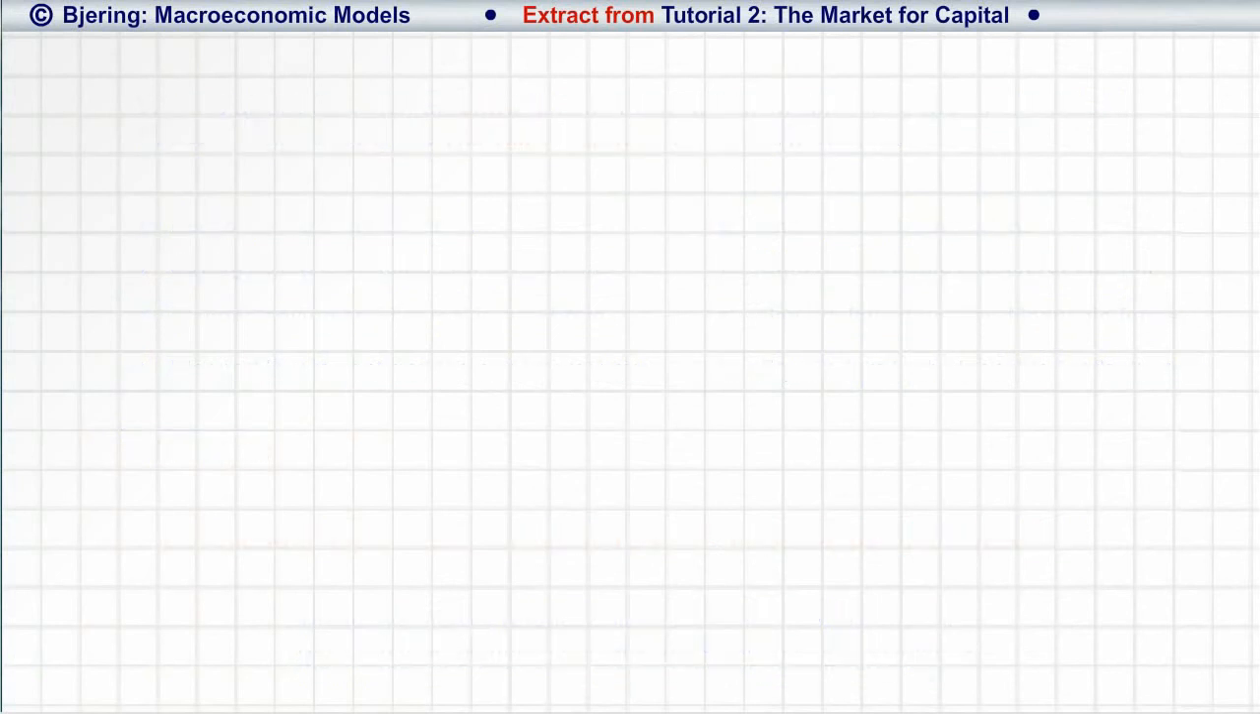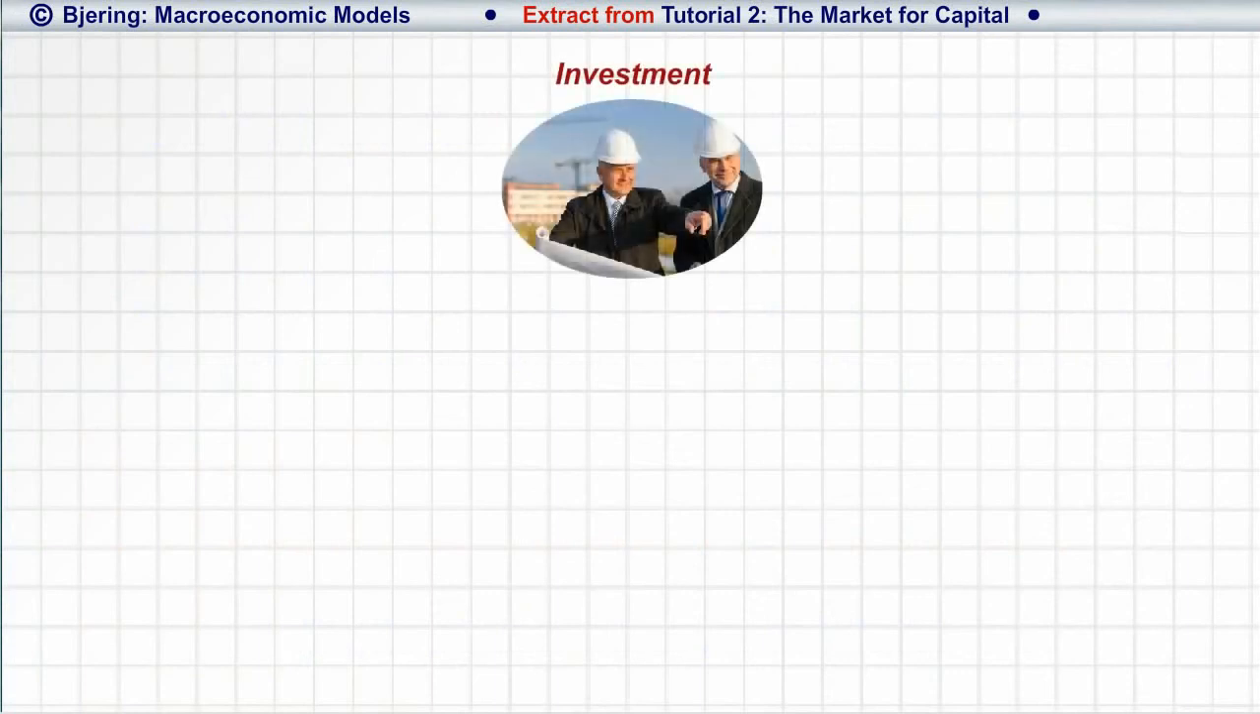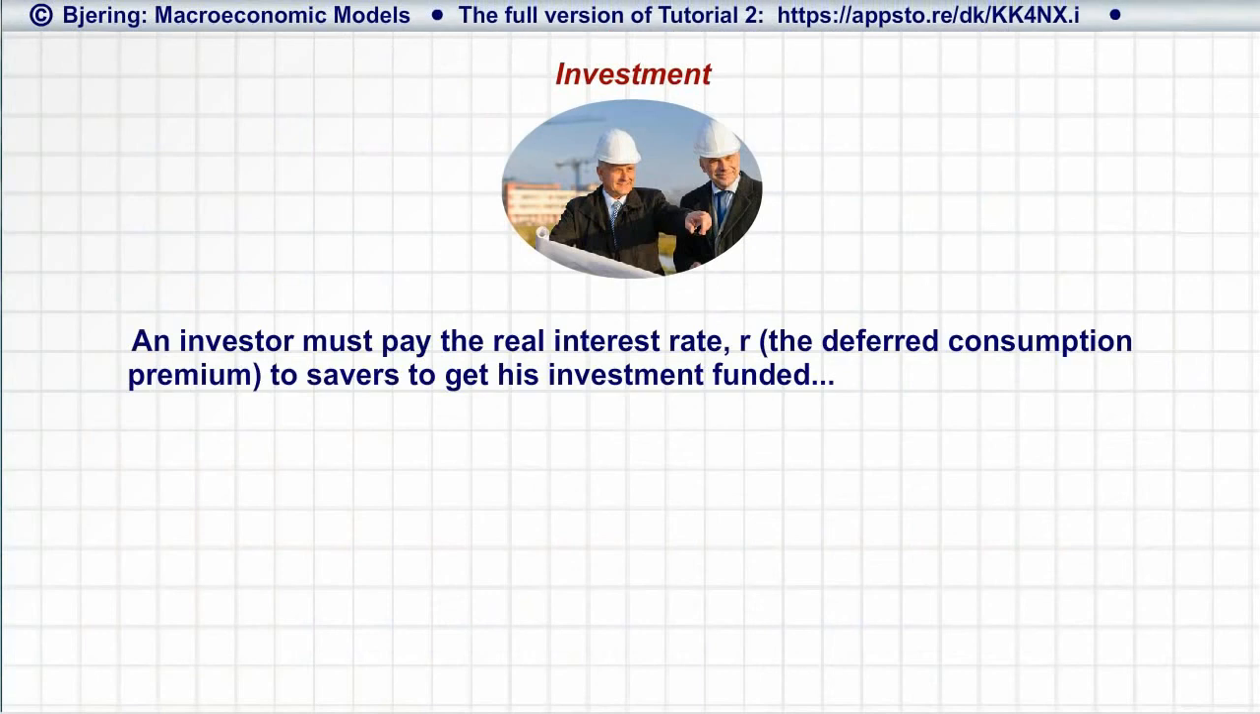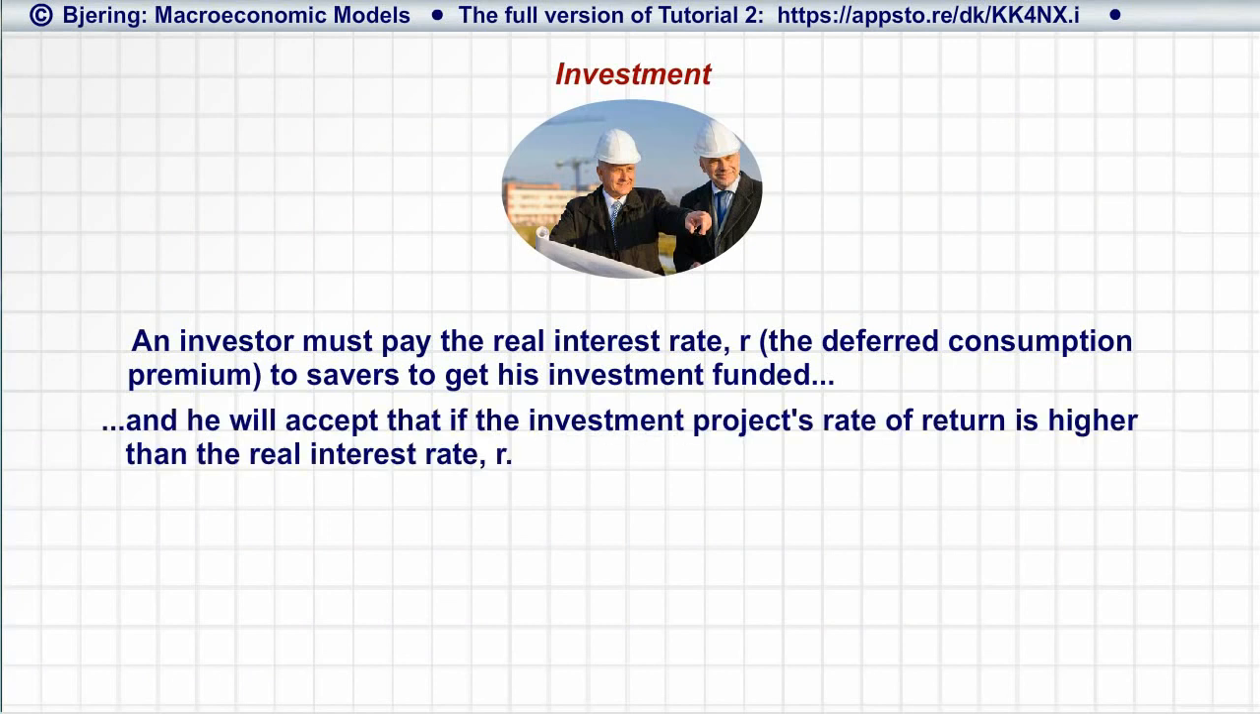To see the connection between the real interest rate and planned investment, we now turn to investor behavior. To get his investment funded, an investor must pay the premium for deferred consumption to the saver. That is, he must pay the real interest rate. And he'll accept that cost if the investment's rate of return is higher than the real interest rate.